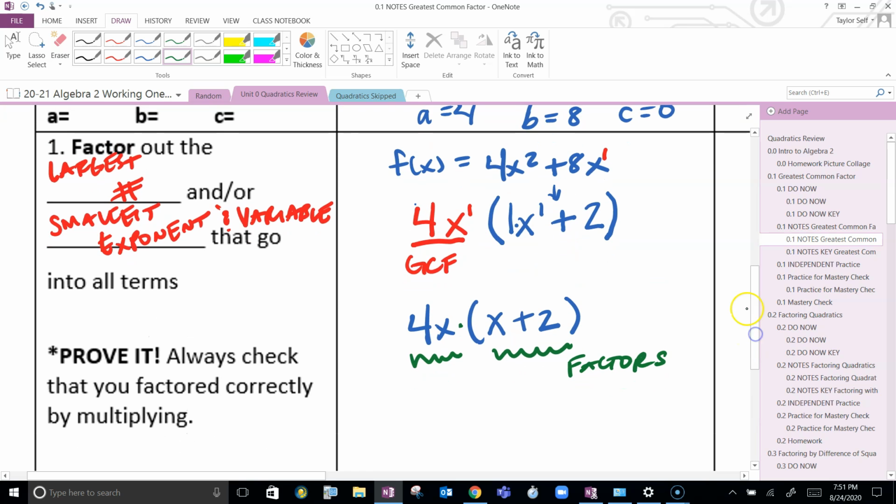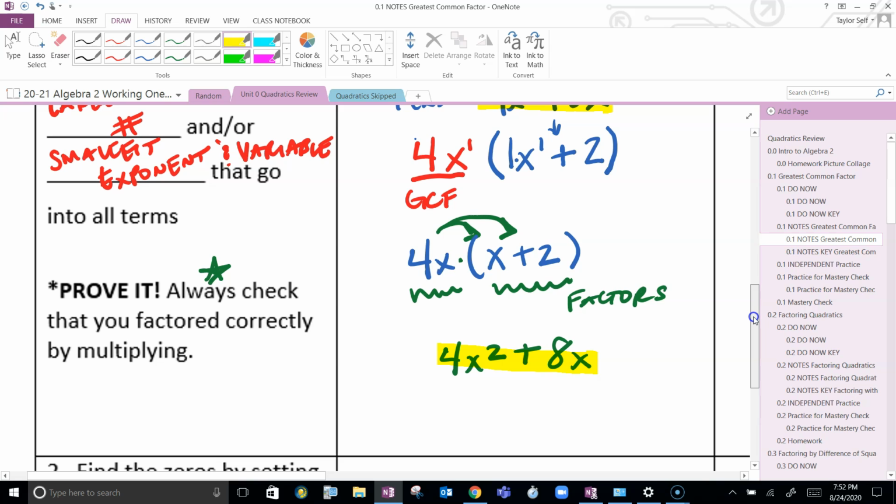So let's check that we factored correctly by multiplying really quick. If I multiply this in, I should get what I started with. 4x times x, that would be 4, and then x times x gives me x squared, 4x squared. Bring the plus sign down, plus 4x times 2. 4 times 2 is 8, and then we have an x. Is that what we started with? We started with 4x squared plus 8x. If we multiply our factors together, we get 4x squared plus 8x. So that's how you know you did it right.